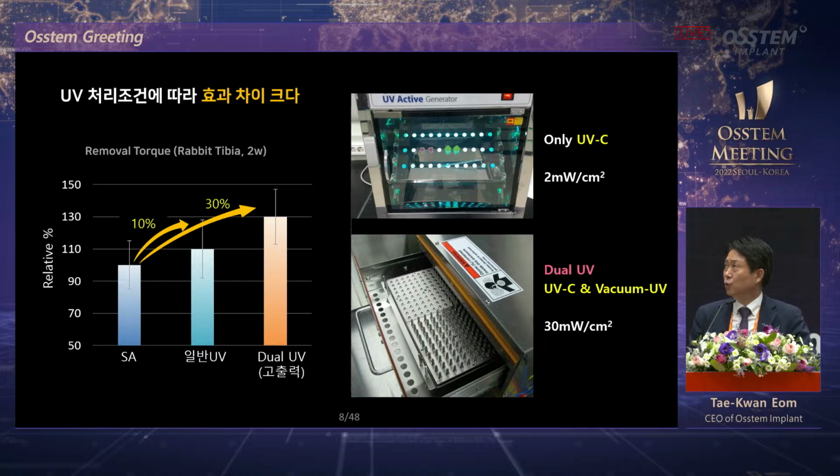In terms of device, at the top, it's UVC. I believe some of you saw that. This is the sanitizers you can find in a restaurant. And there is a vacuum UV, a small device. And Osstem uses these two UVs. And the device would get large. And it's too large to be located in a dental clinic. So this is used in a production line.